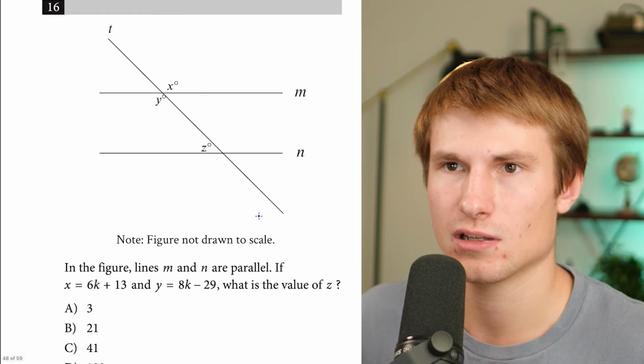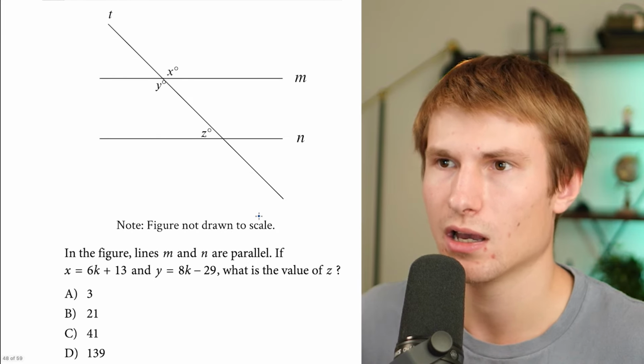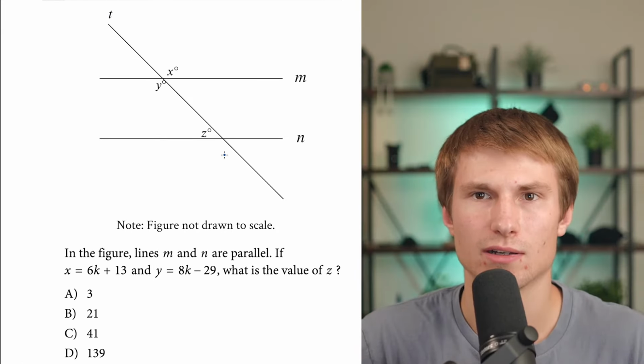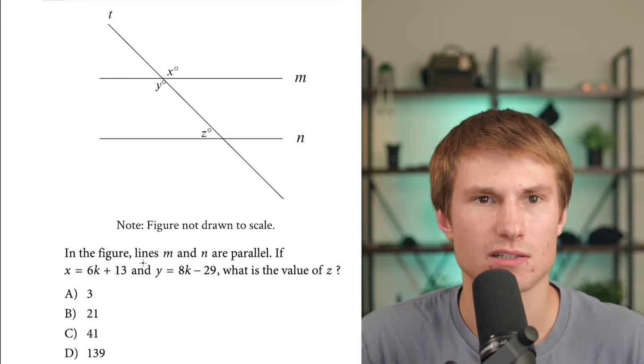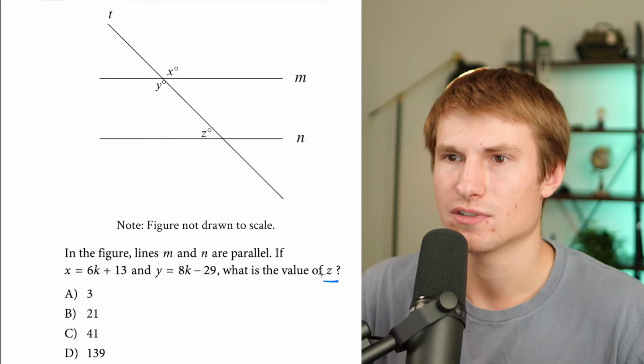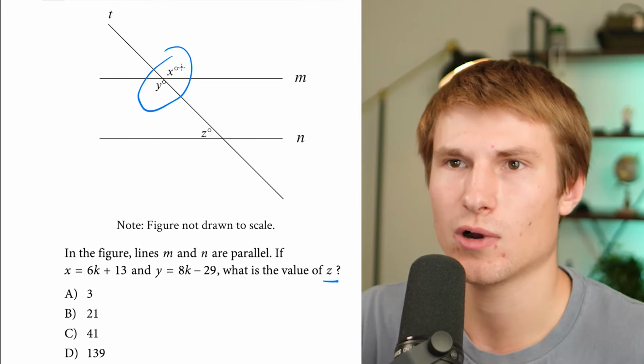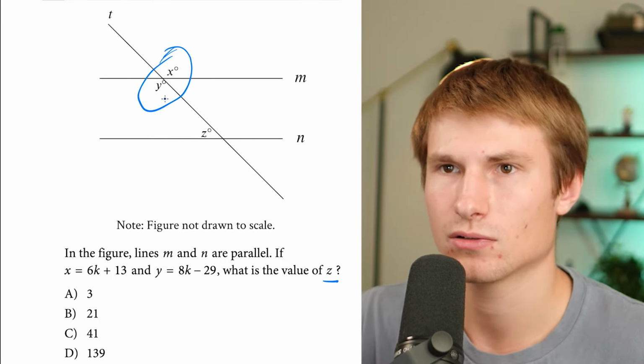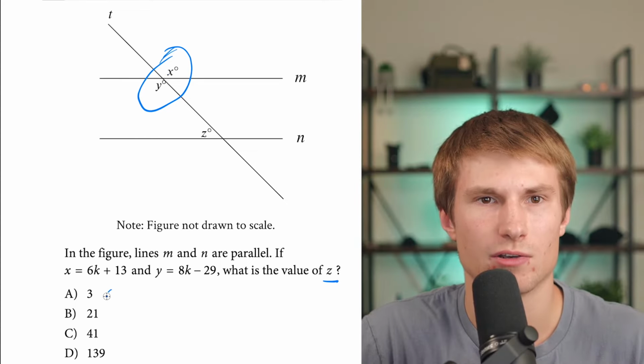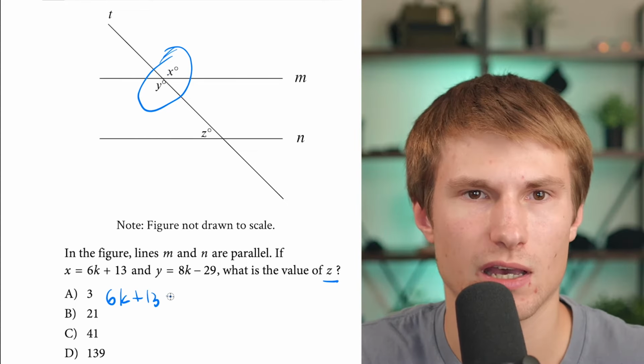Moving on to number 16, we've got intersecting parallel lines, it looks like. In the figure, lines L and M are parallel. If x equals 6k plus 13 and y equals 8k minus 29, what is the value of z? So we need to solve for z. I see x and y are going to be the same value. Since those are going to be the same value, we can go ahead and set them equal to each other, solve for k.